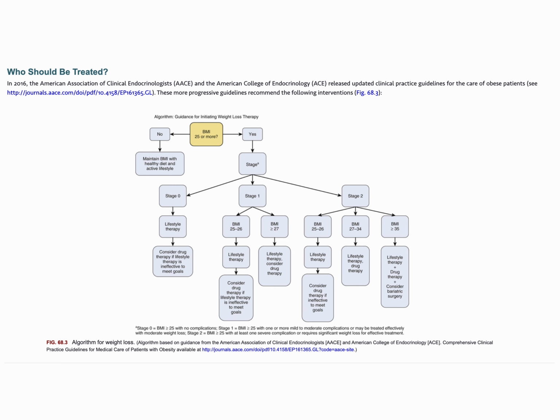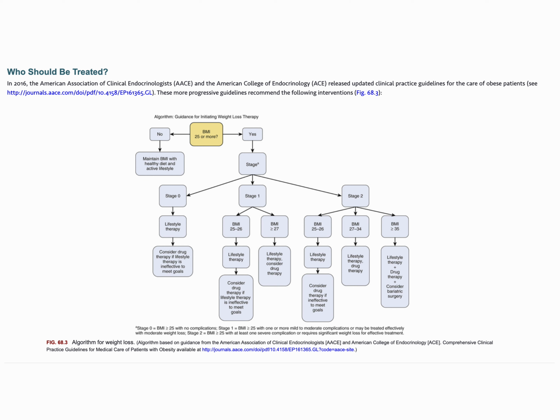The algorithm that your textbook shows here is from the American Association of Clinical Endocrinologists, as well as the American College of Endocrinology. And this is part of their comprehensive clinical practice guideline on how to treat patients with obesity. And they're first asking you to consider what their BMI is. And if it is 25 or more, then you want to say, okay, in the first stage, we want to exhaust lifestyle therapy before moving on to a progressive pharmacologic therapy.